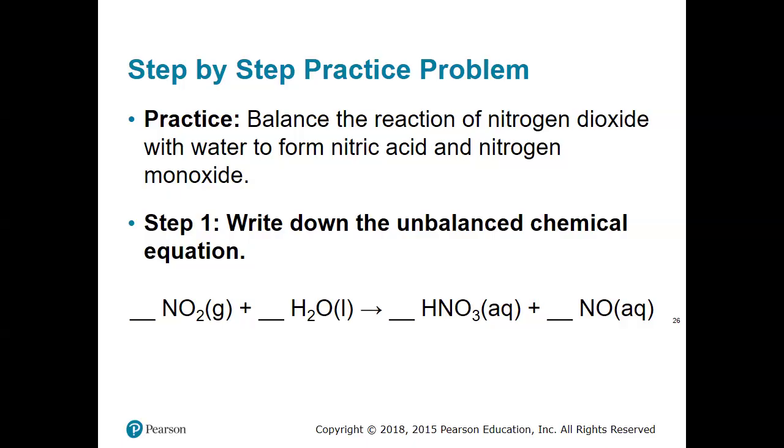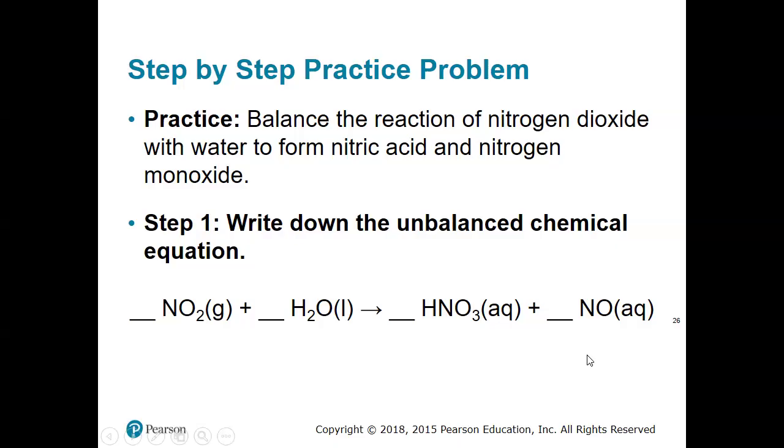But the reaction is this. We are reacting nitrogen dioxide gas with water to make nitric acid and nitrogen monoxide. So the first step is this. If I don't have the chemical formulas already written down, I need to write them down in an unbalanced equation like this. So nitrogen dioxide is NO2, water is H2O, nitric acid is HNO3, nitrogen monoxide is NO.